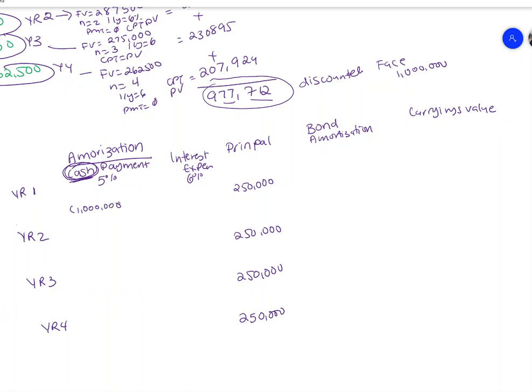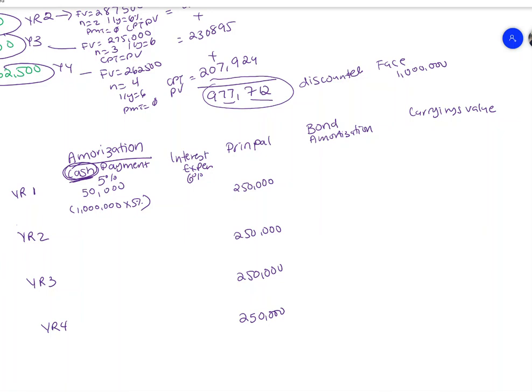I'm just going to put it underneath it to show you how we're going to do the cash payment. In this case, it's 1 million times the 5%, which is 50,000. So this is how we calculate the first payment.